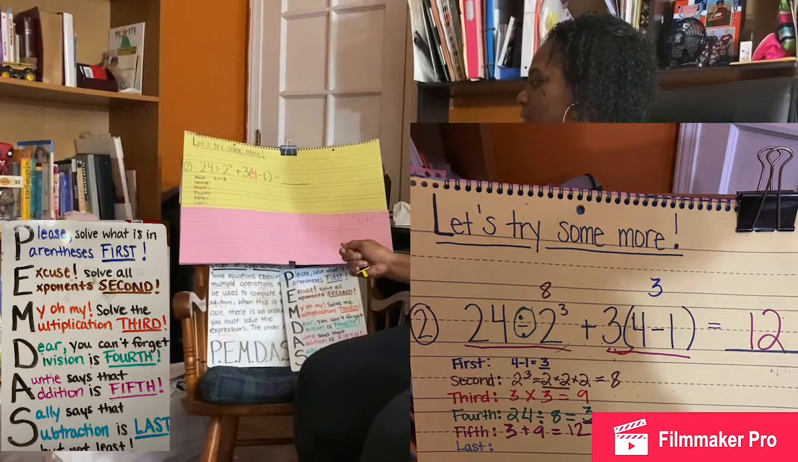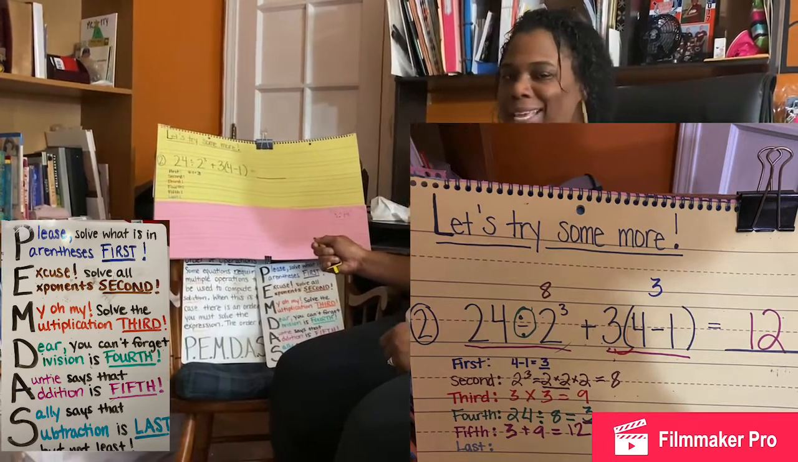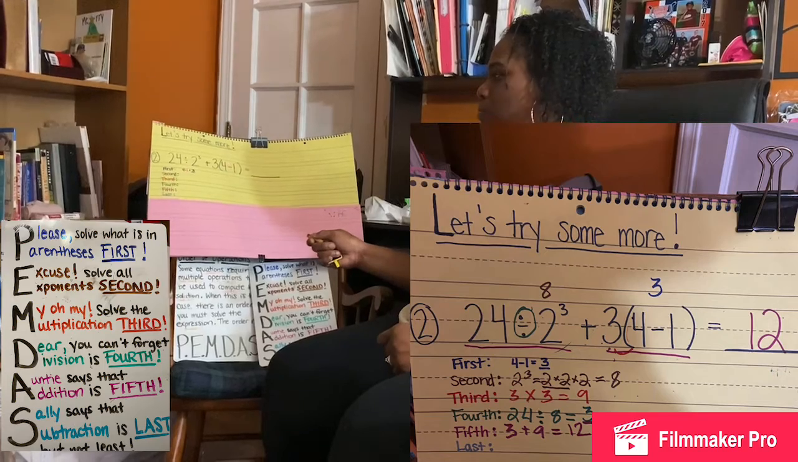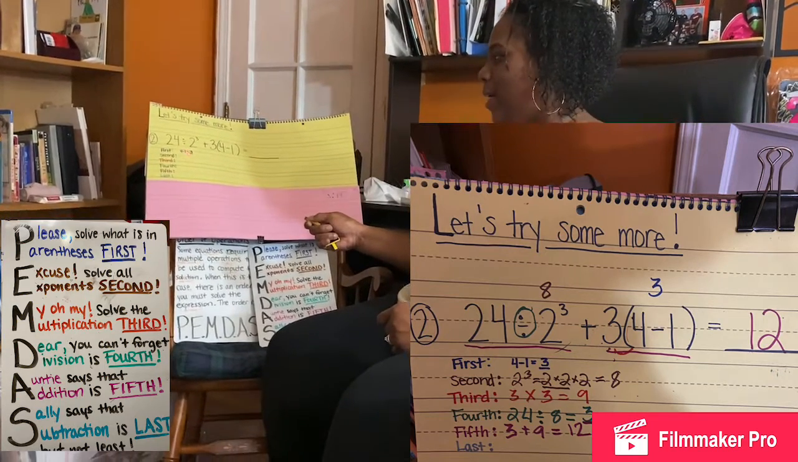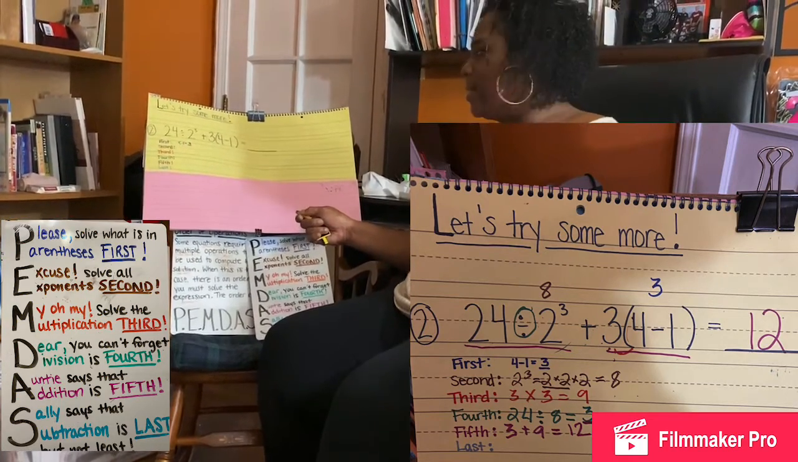So our parentheses are 4 minus 1. We got that. That takes us back to kindergarten. 4 minus 1 is, that's right, that's 3. All right, so now, somebody tell me, what do I do second?